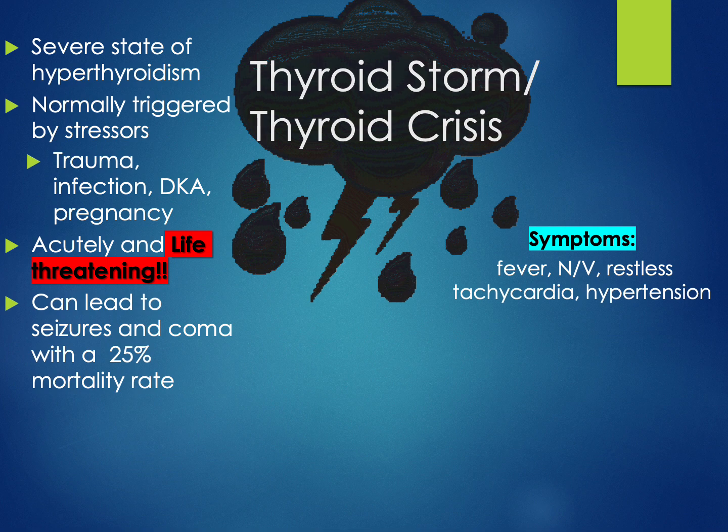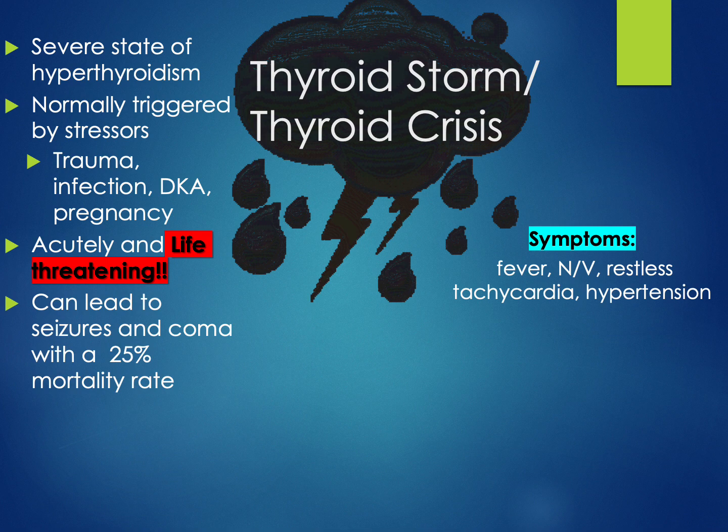If there is an exacerbation of hyperthyroidism, then this is what we call a thyroid storm, also known as thyroid crisis. So again, a severe state of hyperthyroidism can be triggered by stress factors such as trauma, infection, TKA, pregnancy. This is an acute and life-threatening condition and can actually lead to seizures and comas with a 25% mortality rate. So this life-threatening exacerbation can occur in patients who are undiagnosed or inadequately treated with a hyperthyroid state, mostly associated with Graves' disease, and this is caused by a heightened response in the catecholamine receptor sites. So it intensifies the sympathetic nervous system effects of the body.